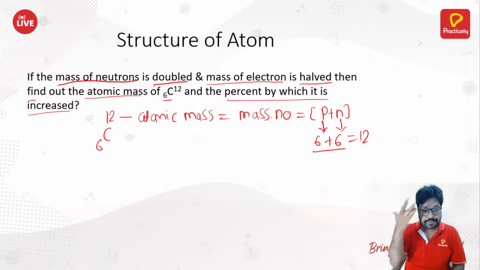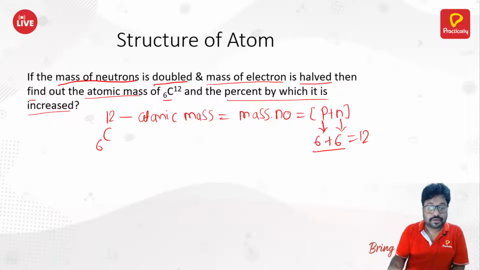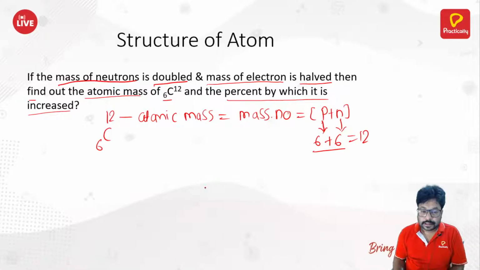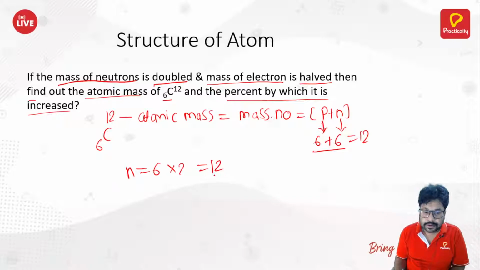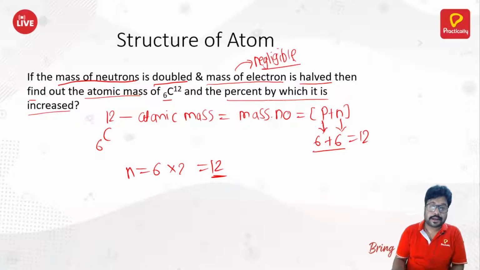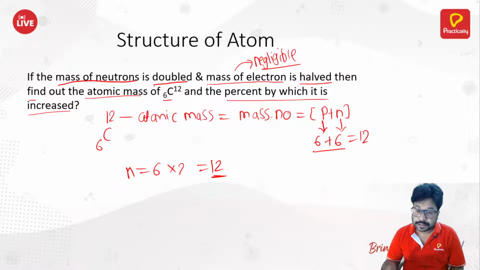Now, what they're saying, if the mass of neutron is double, that means the number of neutrons are 6. If you double their mass, it is as good as having 12 neutrons. And mass of electron is half. See, mass of electron is very negligible. So it doesn't matter even if you increase it tenfold, even if you halve it, even if you double it.